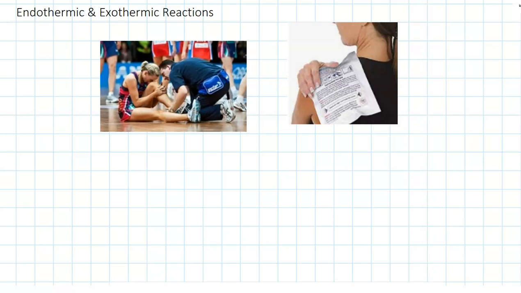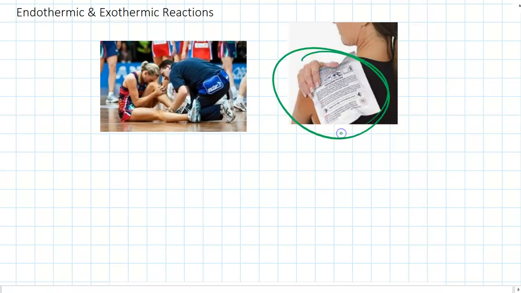Have you ever been playing sport and injured your leg or your shoulder and needed to have an ice pack? Often, sporting clubs will have these instant ice packs in a little white plastic bag like this, and you just need to shake them up, and suddenly the pack turns icy cold within a few seconds.